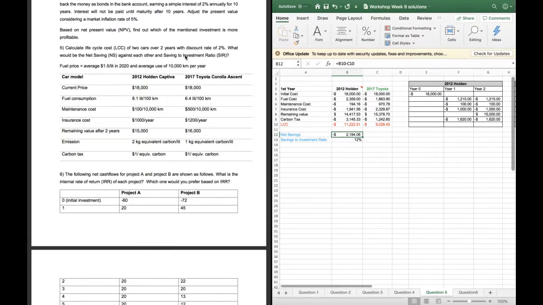And next is savings to investment ratio. So again, in the savings to investment ratio, what is done is just the net savings, which is B12, divided by initial investment, into 100 per cent. So that will give you the result in terms of percentage. So about 12%.